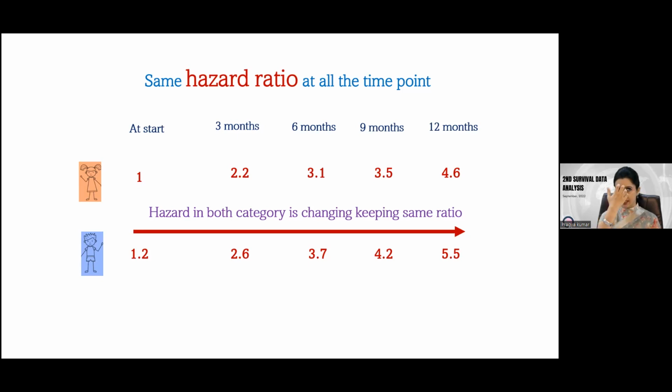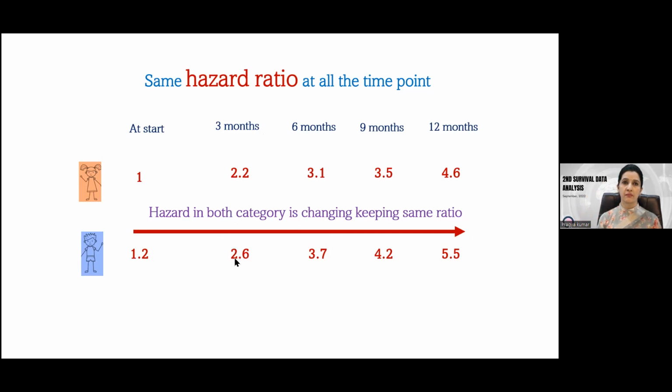So in this case, if I write here, you can see at the start, for the female, the hazard ratio is 1 and for the male 1.2. So the hazard ratio is 1.2. If I take the female as a reference and I want to describe the hazard ratio in male, then it will be 1.2. So what is the hazard ratio here at 3 months?